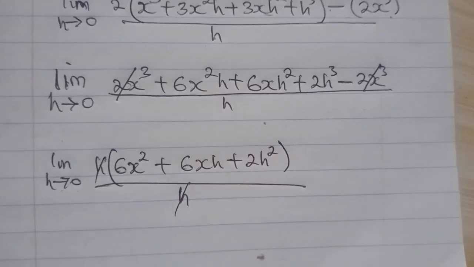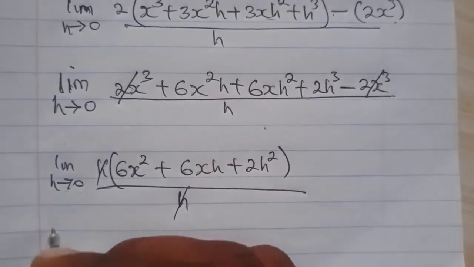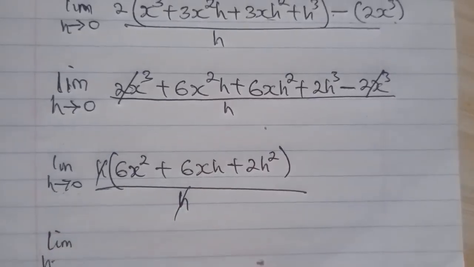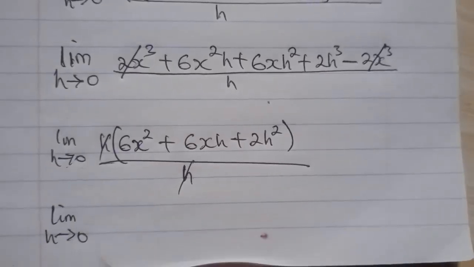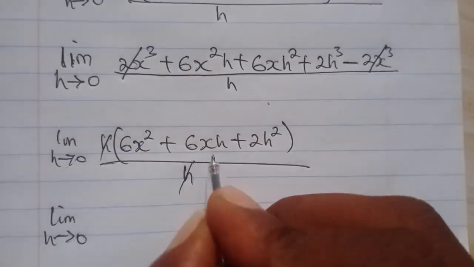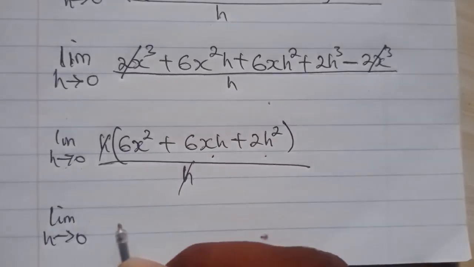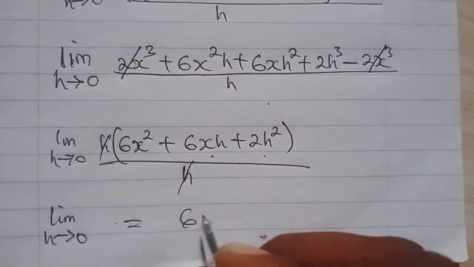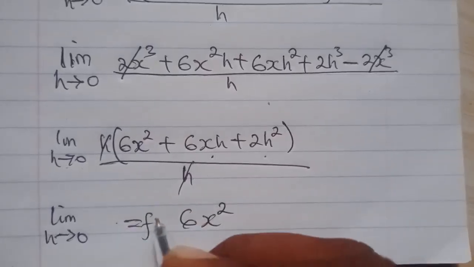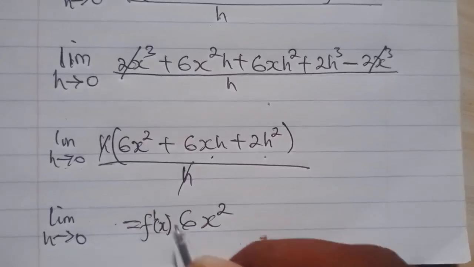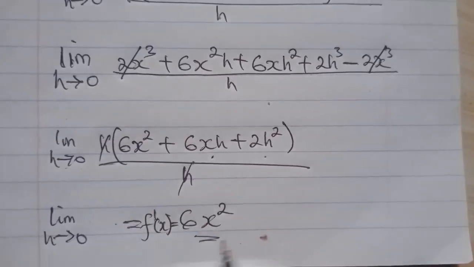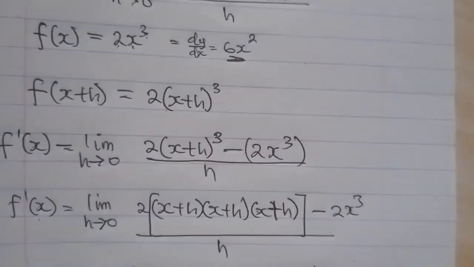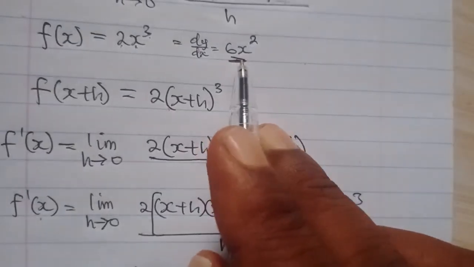So what we can now have is that as h tends to 0, this becomes 0, this becomes 0. The answer that we have left is 6x squared. So f prime of x becomes 6x squared. And if you check, when we used the power rule, that was what we got.